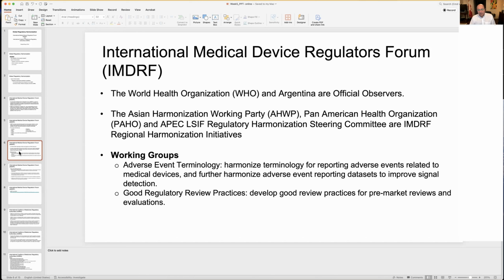We also have another working group, which is called Good Regulatory Review Practice. What they do is develop good review practices for pre-market reviews and evaluations. As you know, for medical devices, like drugs as well, we have pre-market reviews, and we then register the medical device. Here, this group is working on developing SOPs, procedures, and best practices in order to review a dossier or registration application.